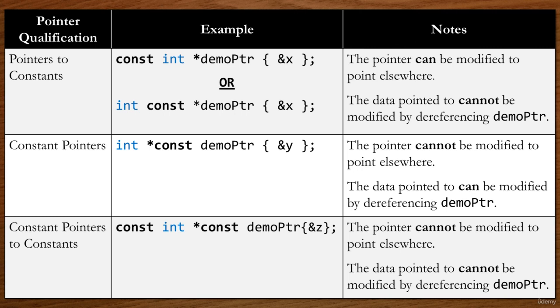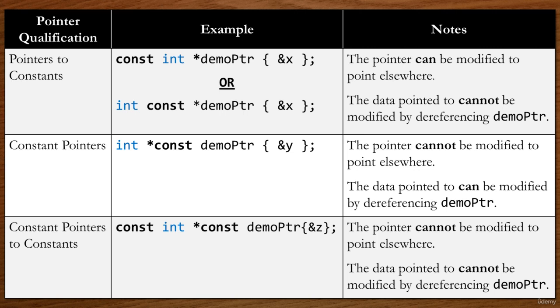That's not to say the variable pointed to is a constant. This simply has to do with the pointer declaration itself. So the pointer itself, if you dereference that pointer, you cannot go and modify or write to that location in memory. In the second row, we have constant pointers.